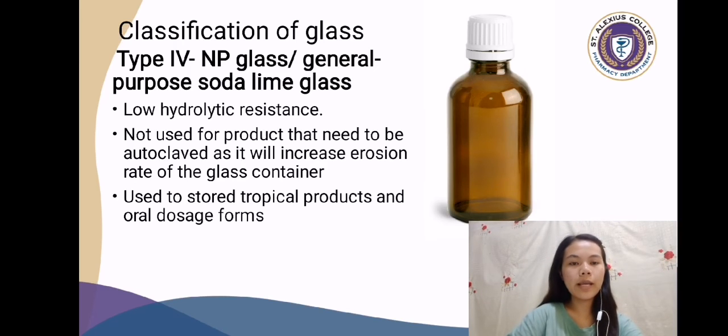Lastly, the type 4 NP or general purpose soda lime glass. This type of glass has low hydrolytic resistance and is reactive to chemicals. This is not used for products that need to be autoclaved, as it will increase the erosion rate of the glass container. This is used to store topical products and oral dosage forms. This type of glass is used for less reactive substances only, and mostly used for topical products like creams and other oral dosage forms of drugs.